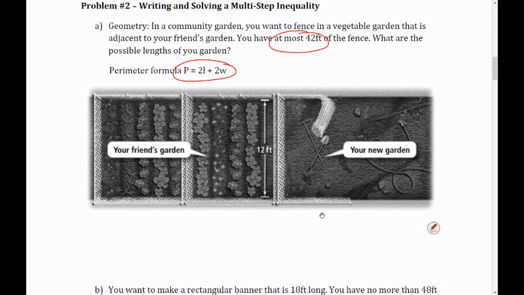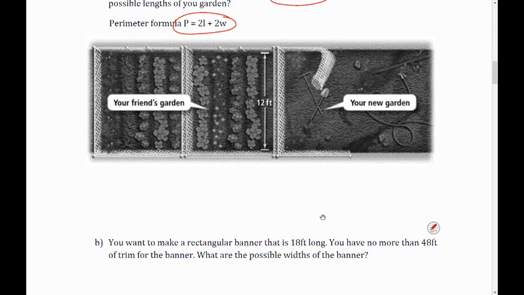So I'm going to scroll down here just a little bit so that I can have a little more room. So we are going to take 2L plus 2W, which is less than or equal to 42. Again, I'm trying to solve for the length. If we look here in our picture, we have a W value, the width, which is 12 feet. So we're going to plug that into our equation. So 2L plus 2 times 12 is less than or equal to 42.